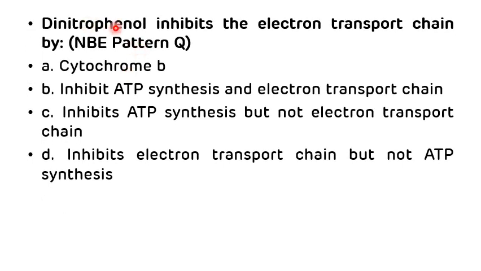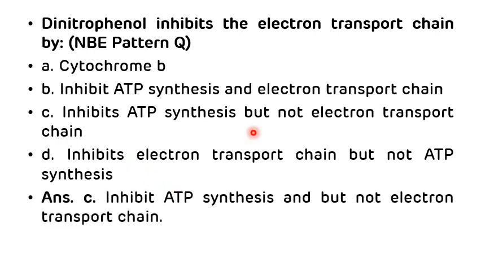Then, dinitrophenol inhibits the electron transport chain by: A, it inhibits cytochrome B; B, it inhibits ATP synthesis and electron transport chain; C, it inhibits ATP synthesis but not electron transport chain; and D, it inhibits the electron transport chain but not ATP synthesis. So the answer is C, it inhibits ATP synthesis but not the electron transport chain, because it is an uncoupler of oxidative phosphorylation. They allow the electron transport chain to occur, but there is no synthesis of ATP because the energy being trapped is released as heat.